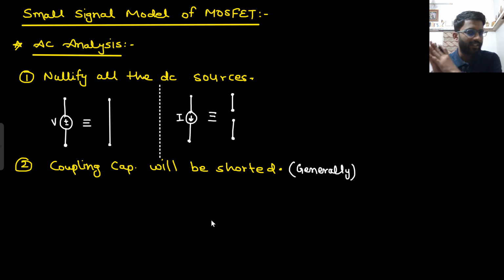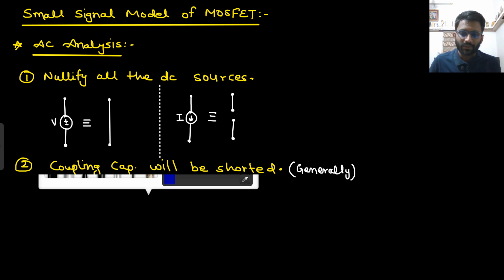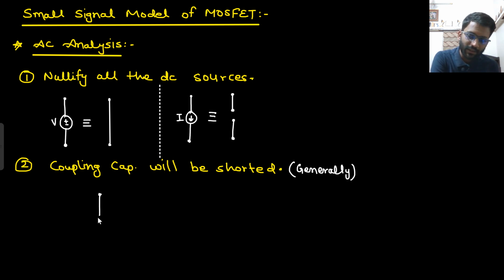We will study this deeply when we study the frequency response. Generally, if you see any capacitor in the circuit, it will be shorted while doing the AC analysis. When it will not be shorted, or when it will be open circuited, we will see when we study frequency response. So for now, whenever you see a capacitor while doing the AC analysis, you will short circuit it. So the coupling capacitor will be shorted. Simply, a capacitor will be replaced by a short circuit.